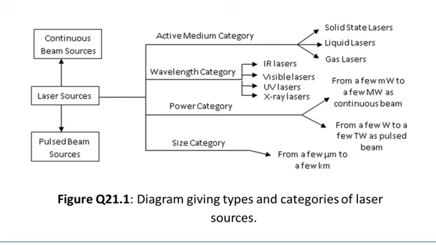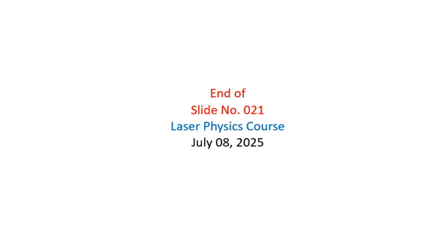So these are the categories of lasers and the types of laser we have presented. Main categories are 4: with respect to active medium, wavelength, power, and size. The other 2 main broad categories are the continuous beam lasers and the pulsed beam lasers. So I think that this explains the answer to the question. This is the end of slide number 21.